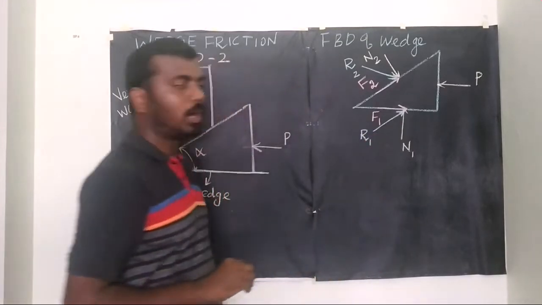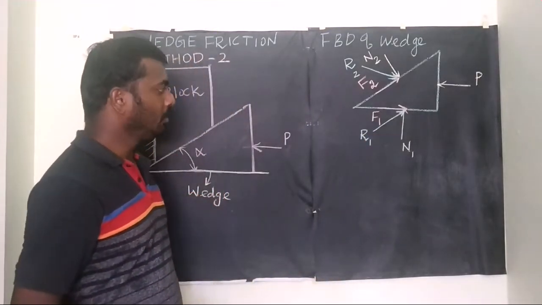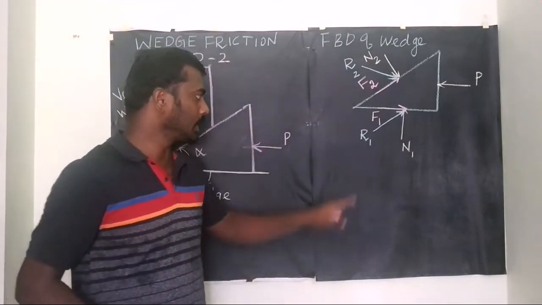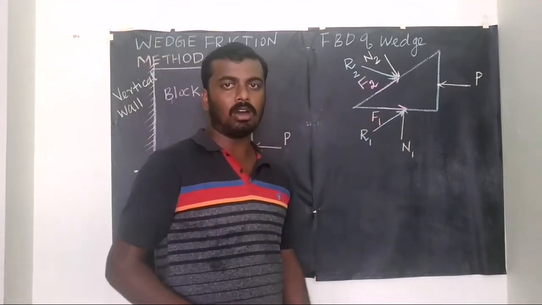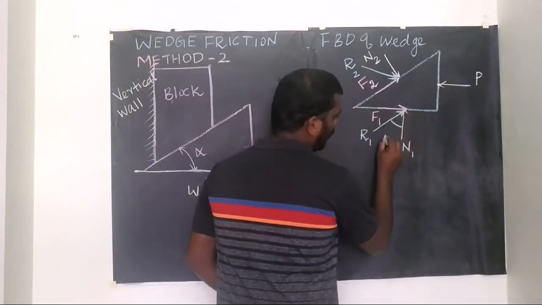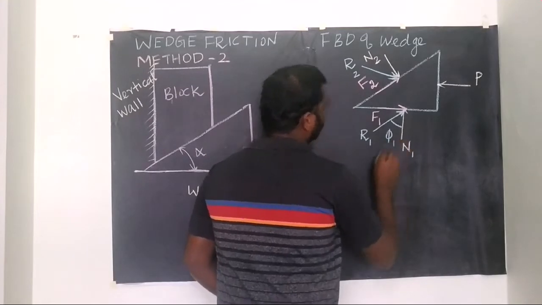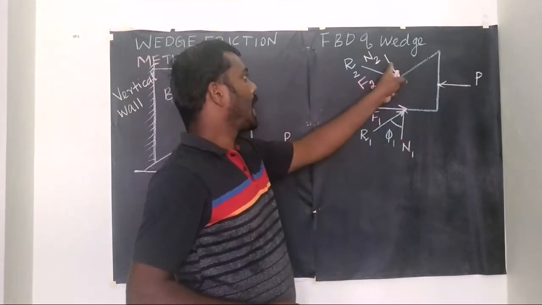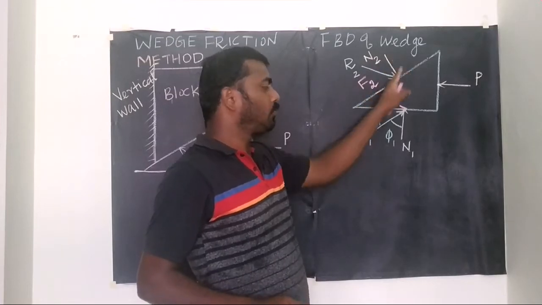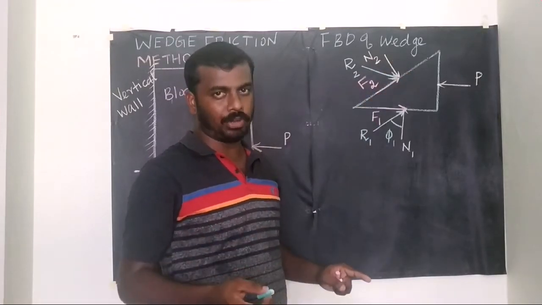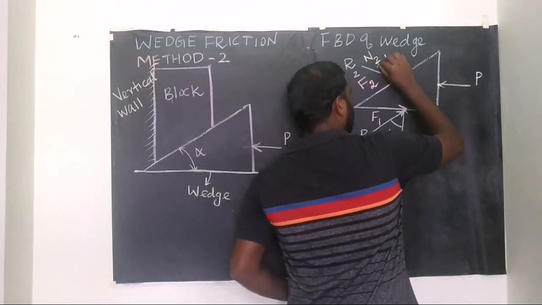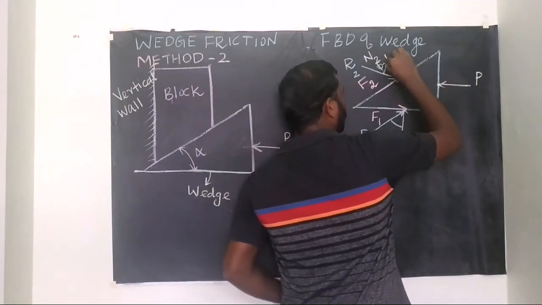Then we know what is the angle of friction? The angle between the normal force and the resultant force is called the angle of friction. So this angle is mentioned by the letter phi 1. Similarly, the angle between the resultant force and the normal reaction force is called the angle of friction. So this angle is mentioned by the letter phi 2.